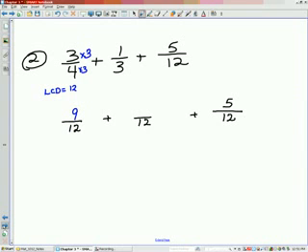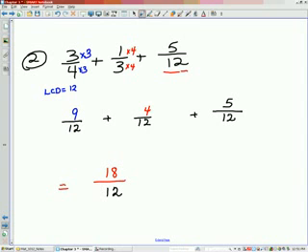And then we move to our second fraction. 3 goes into 12 4 times. If you multiply the bottom by 4, you must multiply the top. 1 times 4 is 4. And then we get to our last fraction, which is just fine. We did not have to change that. Now we want to add our numerators. 9 plus 4 is 13. 13 plus 5 is 18. So 18 is my numerator. 12 is my denominator.